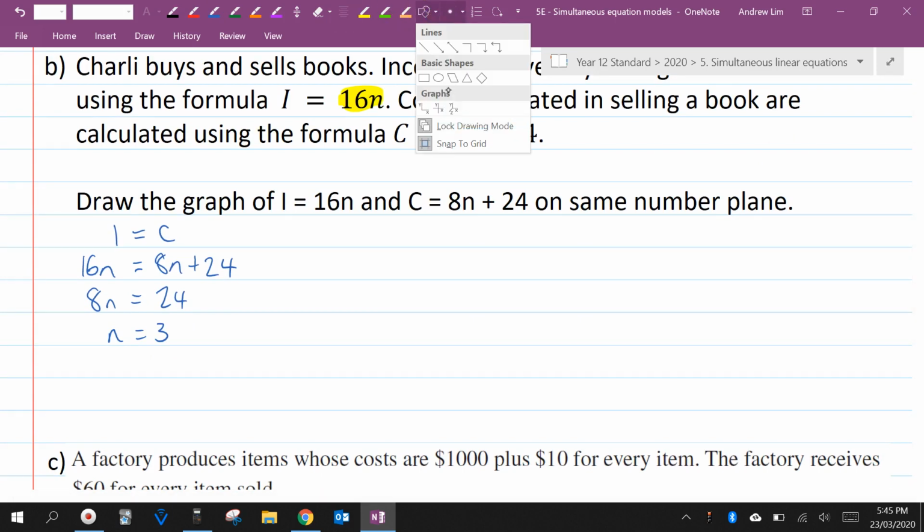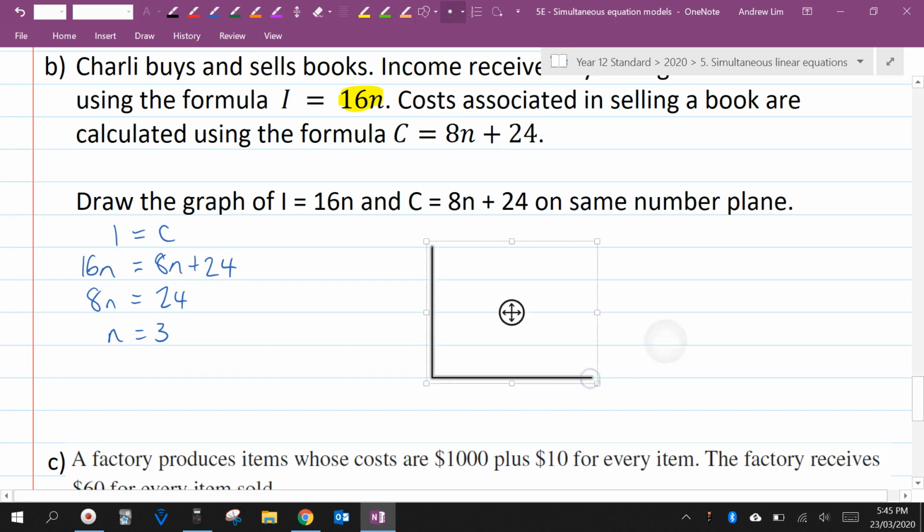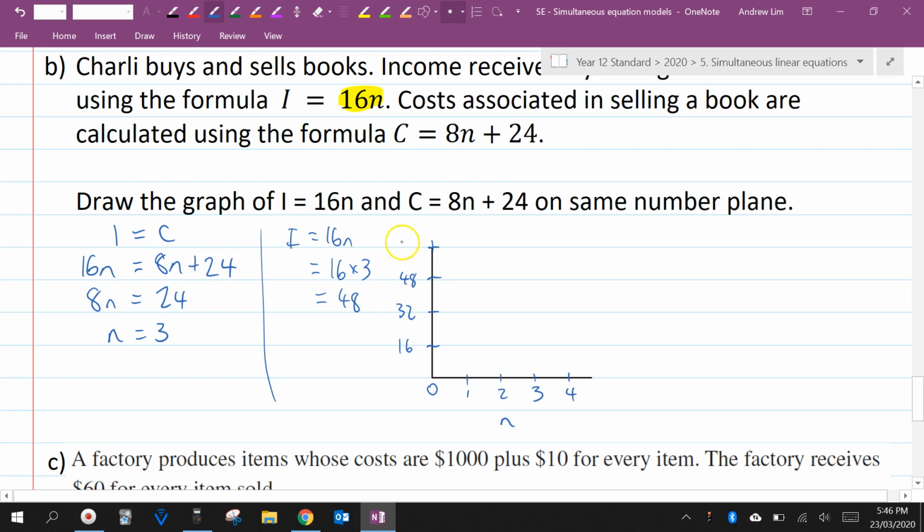So that means when we draw our graph, one, two, three. Let's just go one more, 4, because we know she's just going to pass that. How much would she earn if she sold 3 books? Well, because the income is equal to 16n, if she sold 3 books, it'll be 16 times 3. Her income will be $48. So using that might help us to know where to go, or how far to go. So I'm just going to say this is 16, 32, 48, and 16 times 4 is 64.